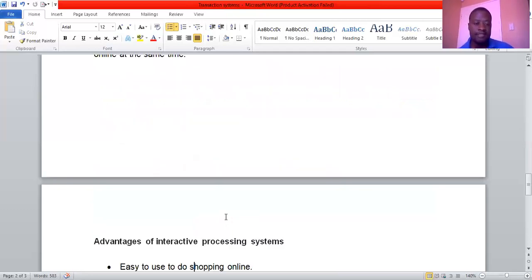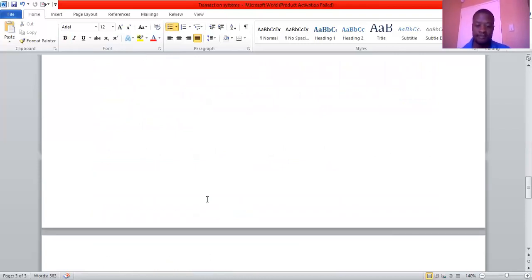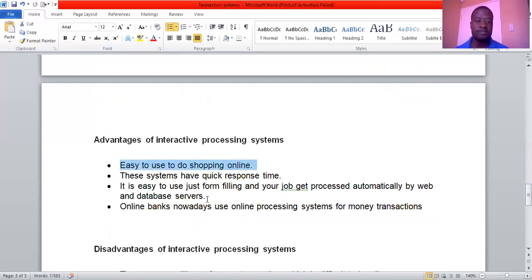Now let's look at the advantages of the interactive system. It's very easy to do shopping online, guys. I know some of us have done online shopping. What you do is go to the site where you want to buy your item, put in the right information, and everything is processed, and then you receive your item in maybe a day or so. The whole process is very easy.